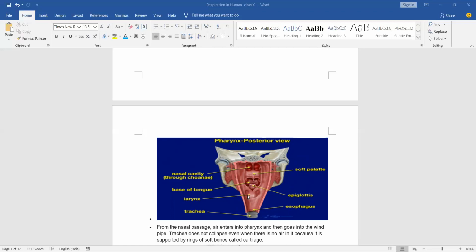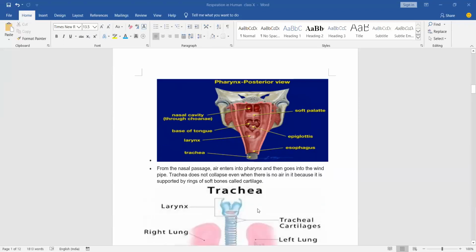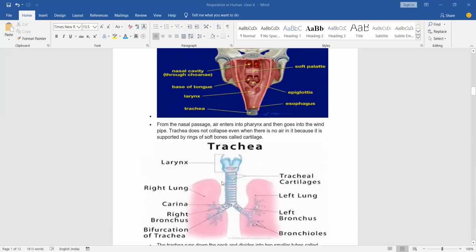Windpipe is also known as the trachea. The trachea does not collapse if there is no air in it, because there are rings of cartilage present in it which support it when there is no air in it. Then there is another structure, the larynx.